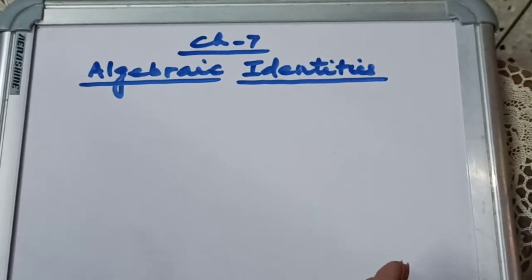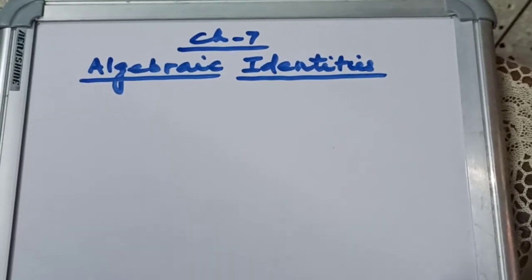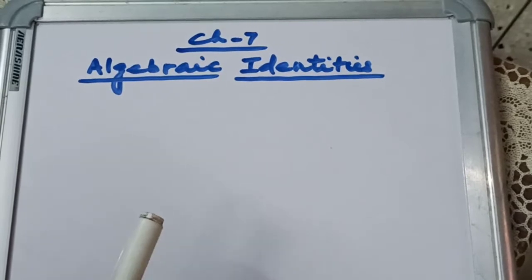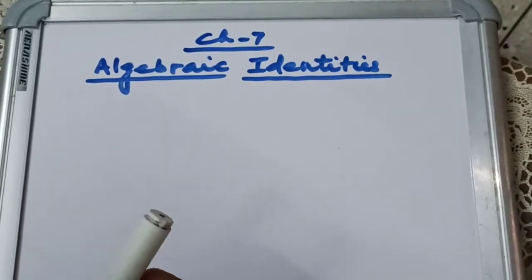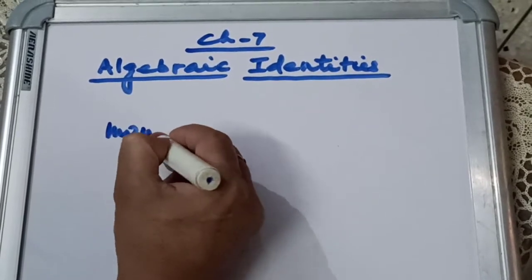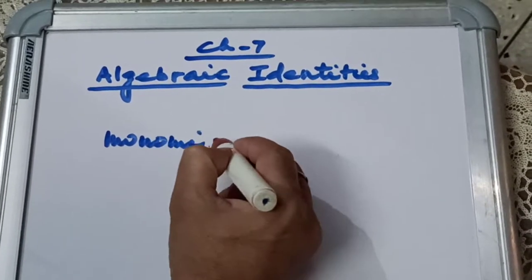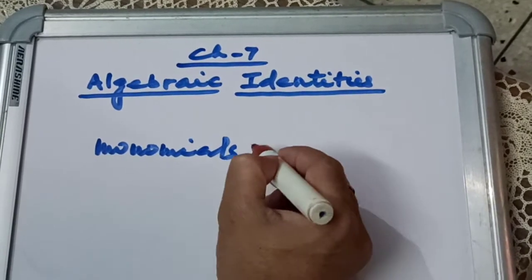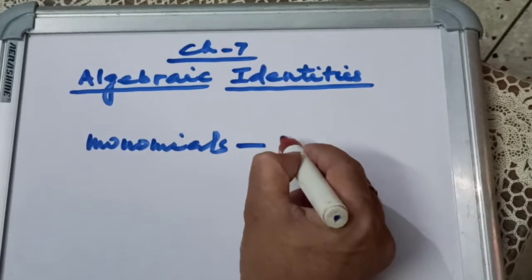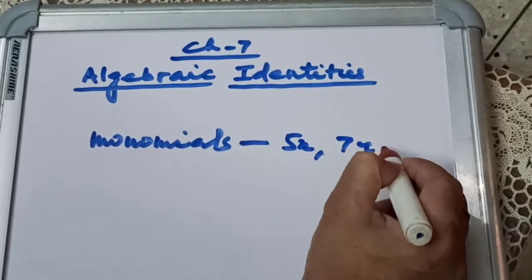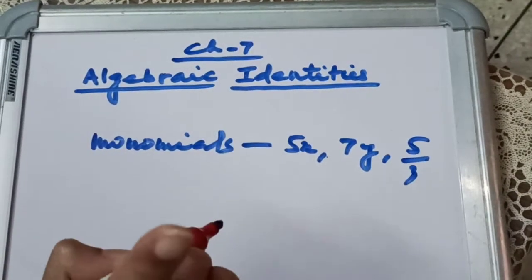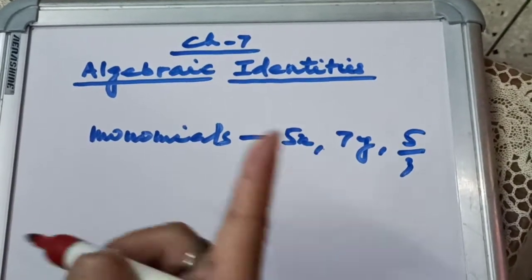monomials, binomials and trinomials. Monomials, binomials and trinomials. Monomials means monomials. It consists of one term: 5x, 7y, 5/3, etc. Only one term it contains.